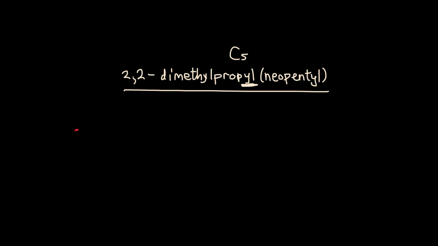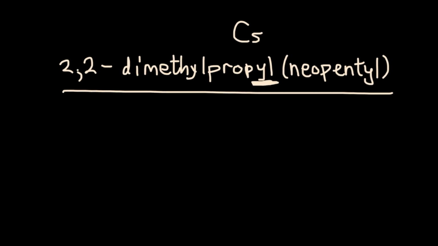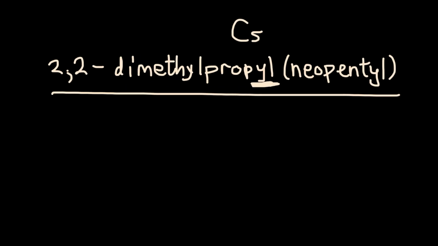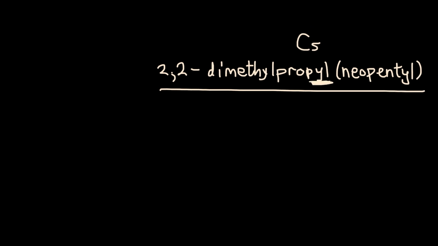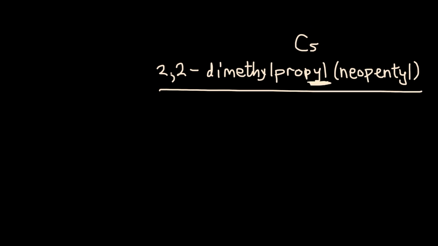What are the 7 other isomers for 2,2-dimethylpropyl or neopentyl? Here, it's actually not a parent chain, but an alkyl group. So our isomers are going to be alkyl groups instead of parent chains. And there are 5 carbons in neopentyl, so we'll start drawing a pentyl.